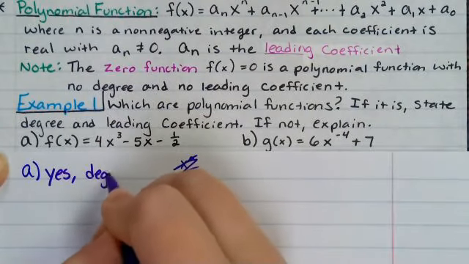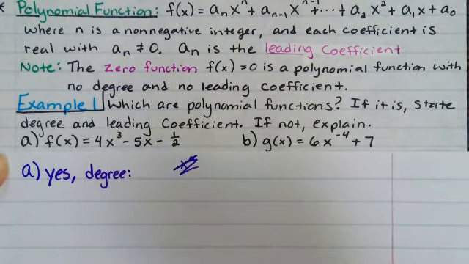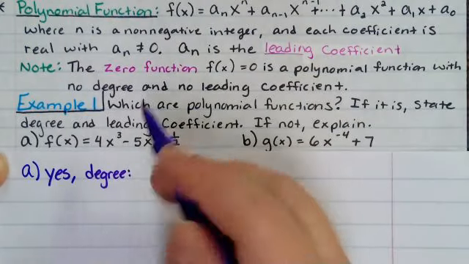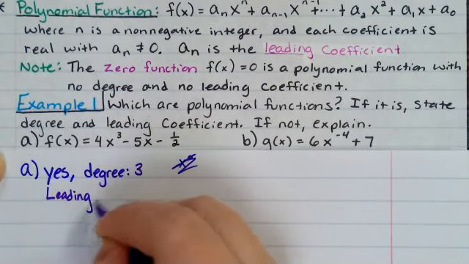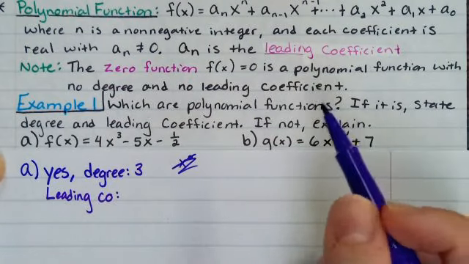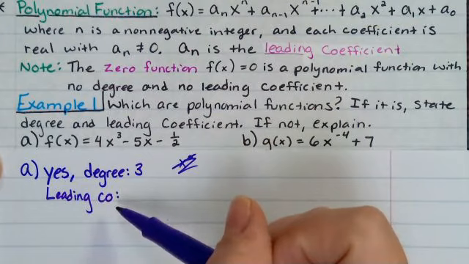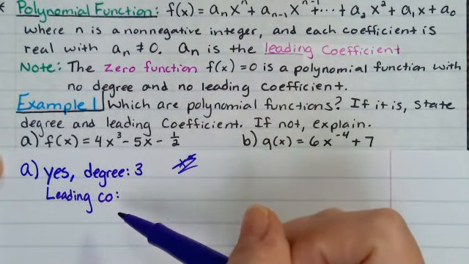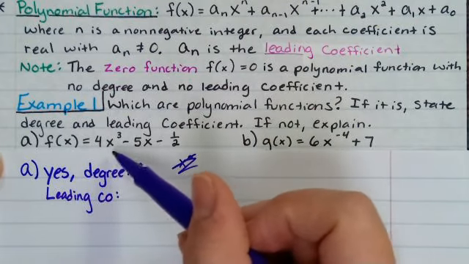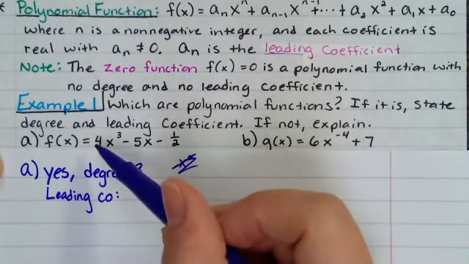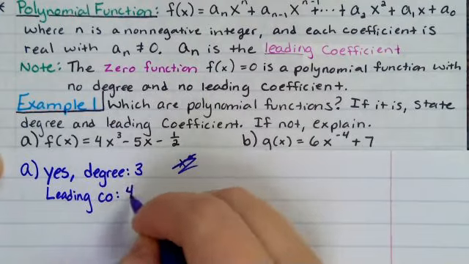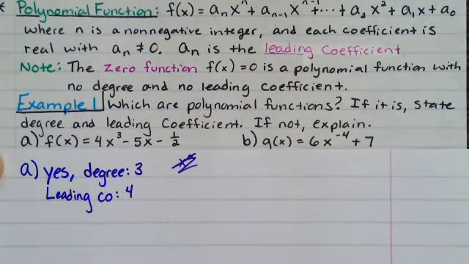They ask us to give the degree, which the degree is going to be the highest exponent that you see, 3. And then the leading coefficient. The leading coefficient is going to be the coefficient in front of that first term in standard form. So look at the one with the highest exponent. The number in front of that is your leading coefficient. That would be a 4. Done.